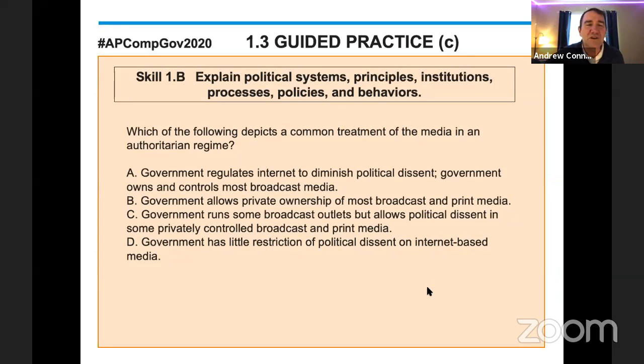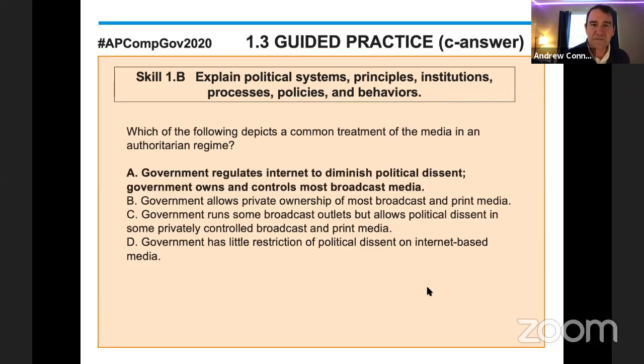One more multiple choice question. Which of the following depicts a common treatment of the media in an authoritarian regime? So we're looking at treatment of the media. Government regulates the internet to diminish political dissent. Government owns and controls most broadcast media. Government allows private ownership of most broadcast and print media. Government runs some broadcast outlet, but allows political dissent in some privately controlled broadcast. Or government has little restriction on political dissent. We're looking for authoritarian regimes treatment. And of course, that is letter A, that the government regulates the internet to diminish political dissent.